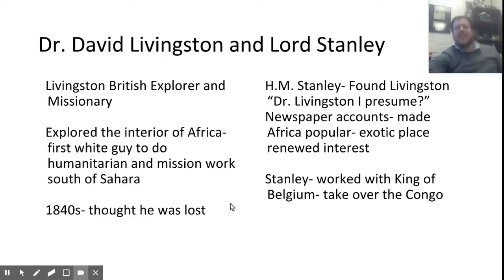In the 1840s, they thought he was lost. He just kind of disappeared, and there were a lot of new ideas about where he went. Kind of this big mystery type story. Eventually, H.M. Stanley, a famous explorer, adventure type guy, starts going through Africa trying to find Livingstone. Stanley tromps through, and he eventually comes across him in a village. Says, "Dr. Livingstone, I presume," this very famous quote.